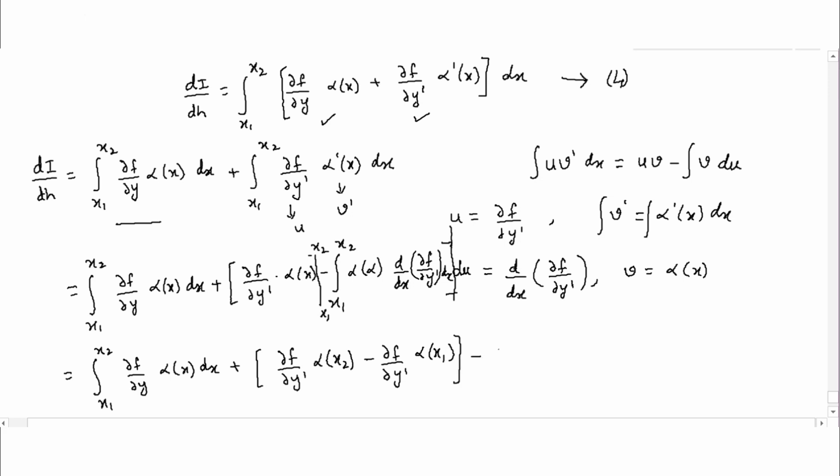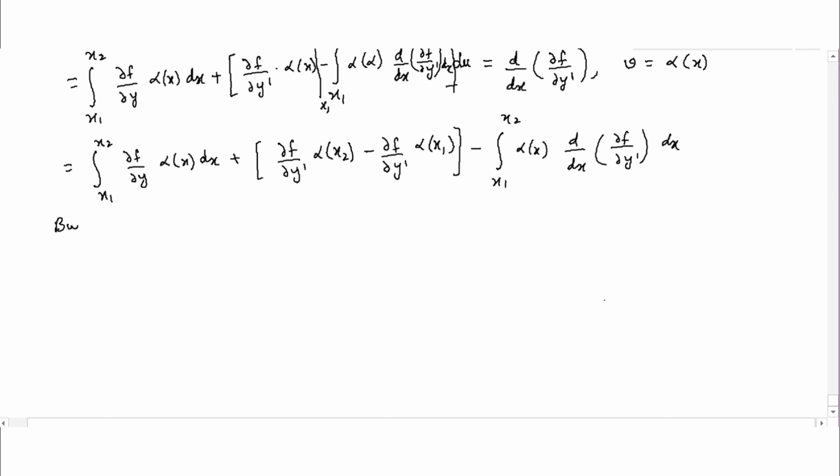Now here I can write the integral to be equal to the integral of x1 to x2. This will be as it is, α(x) into d/dx of ∂f/∂y' dx. But initially we have seen that α(x1), at the point P, is 0, and at the point Q we have seen that α(x2) is equal to 0. So these two values we already know.